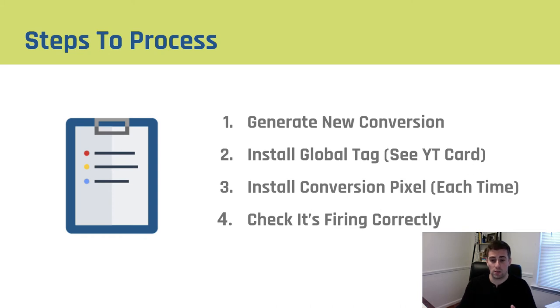Then we're going to go in and install our conversion pixel. You only have to do the global site tag once. You have to install your conversion pixels every time you create a new one. You need to make sure you go install it on the site, and it's to fire on the exact pages that you want it to fire on. So it's really important to go through and do that. And then finally, using our Tag Assistant to make sure things are firing correctly. So enough talk, let's go do it.